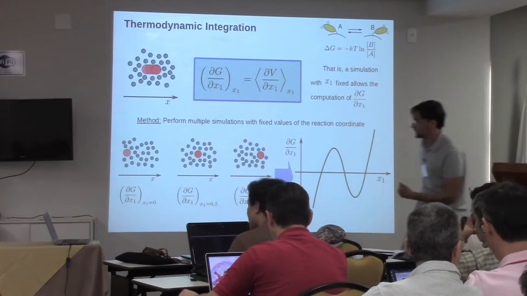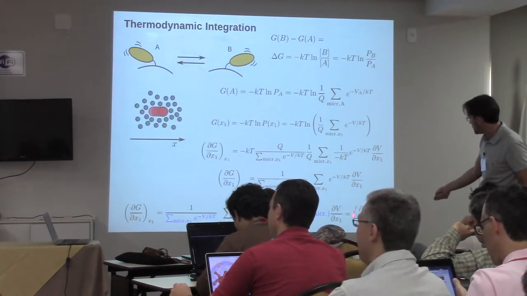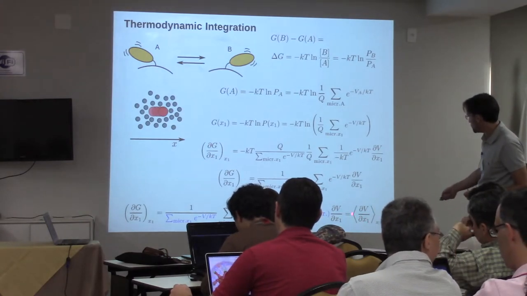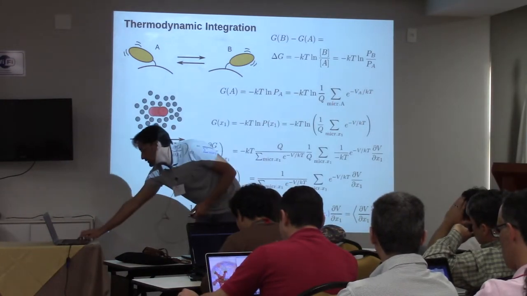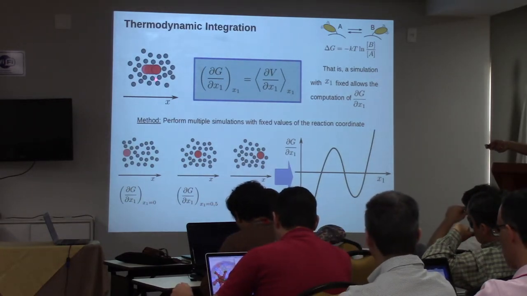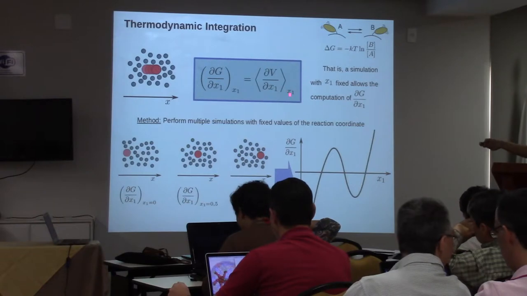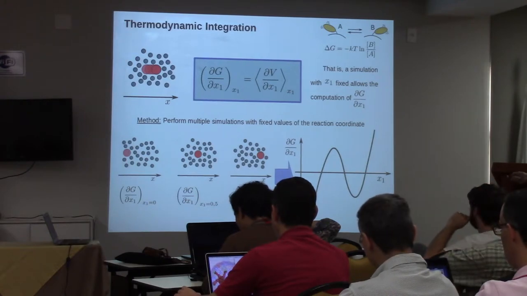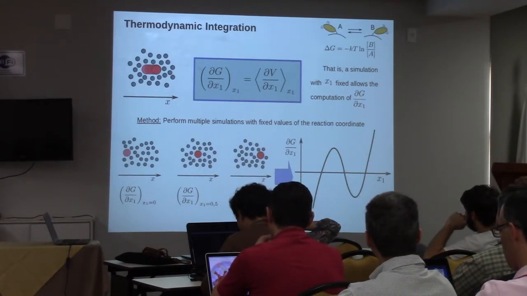And we have shown in the previous slide, with those operations, that the average derivative of the potential energy relative to the coordinate which I'm interested in is the derivative of the free energy relative to this same configuration. So perform a simulation with fixed coordinate, compute the average derivative of the potential energy relative to the coordinate, and then this will be the derivative of the free energy relative to this coordinate. So a simulation with x1 fixed allows the computation of the derivative of the free energy.